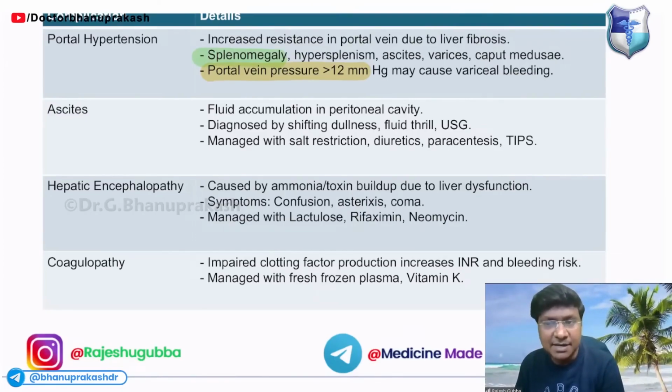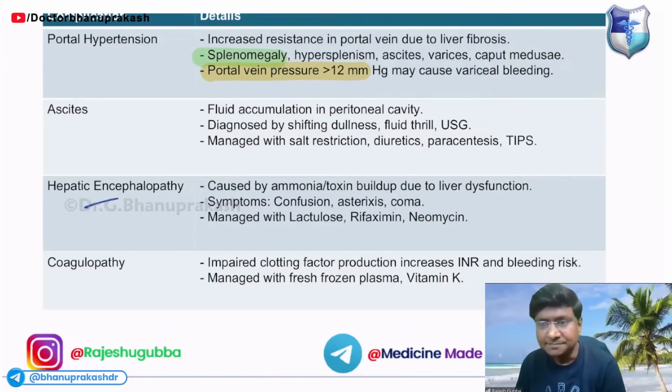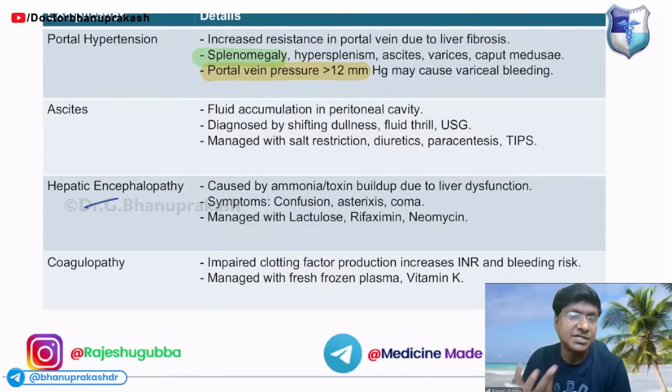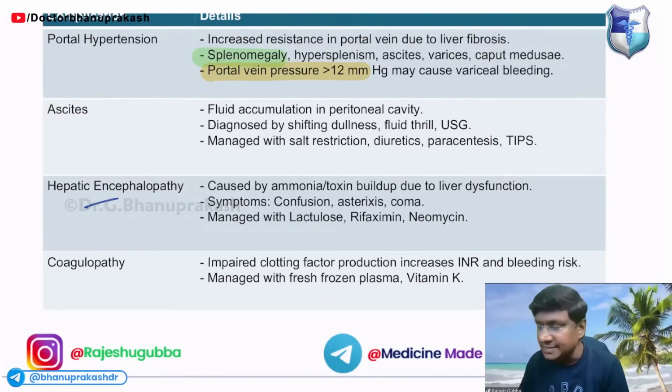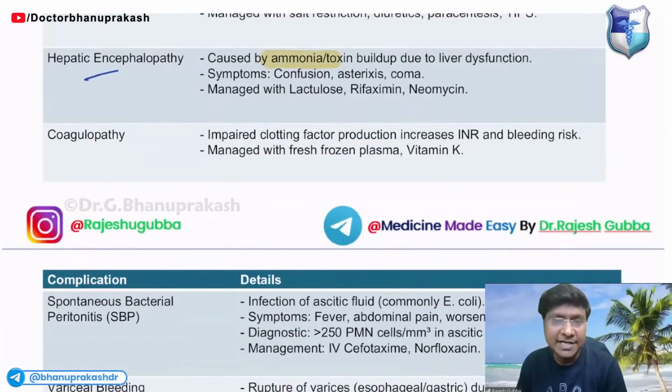We have already discussed ascites. Now hepatic encephalopathy, which I'll also discuss in detail. What is the toxic substance which is elevated for the development of hepatic encephalopathy? That will be your ammonia. Ammonia has to be detoxified by the liver, but the liver is damaged here, so ammonia cannot be detoxified, right?